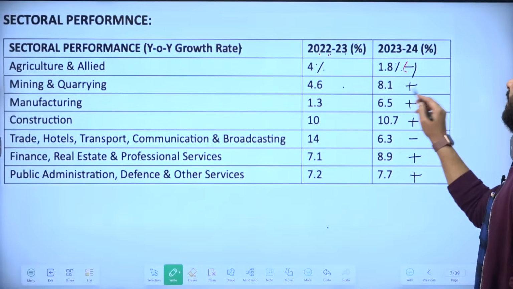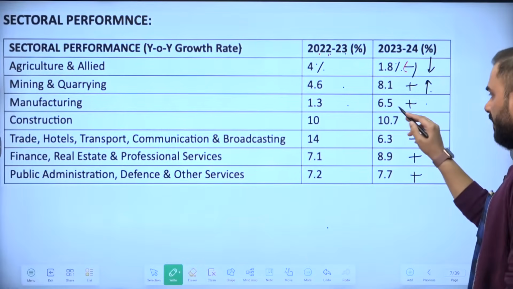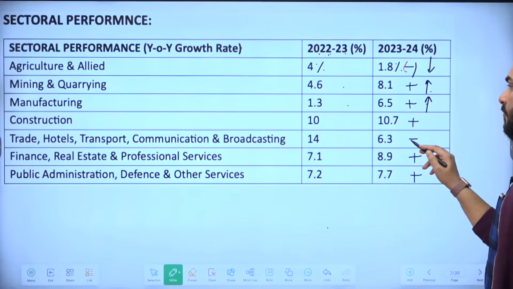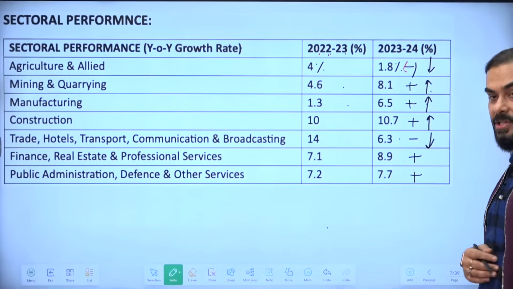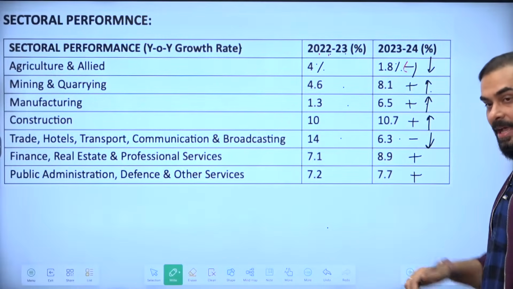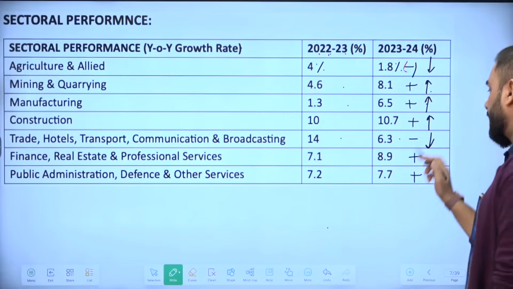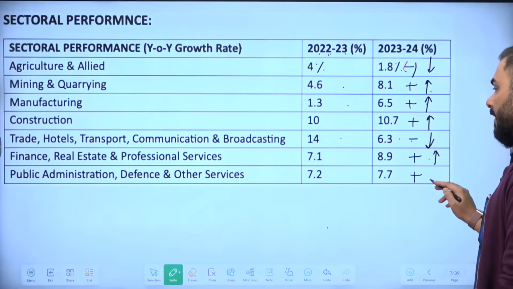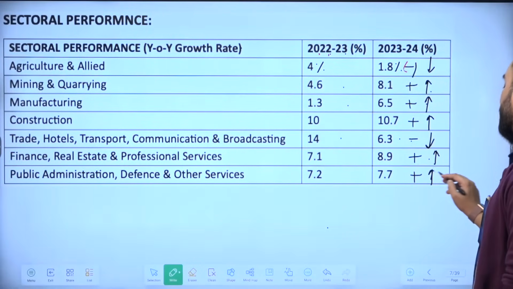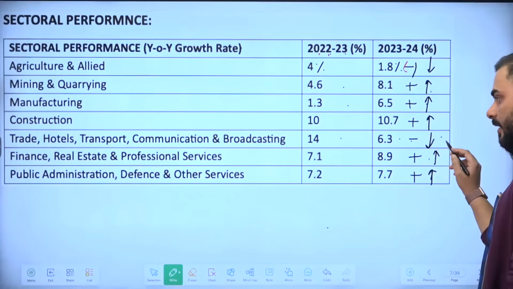Look at mining. The mining sector has really picked up, so I'll put an upward arrow. Look at manufacturing, from 1.3% to 6.5%, very good. Construction has also picked up. Trade, hotel, transportation, communication has gone down from 14% to 6.3%. One reason could be the base effect, and second, maybe the international scenario is not very good, so tourism could have been affected. That could be one of the reasons. Finance, real estate, and professional services have done well. Now, public administration, defense, and other services have done well. So one type of service, which is trade, hotel, etc., has not done well.